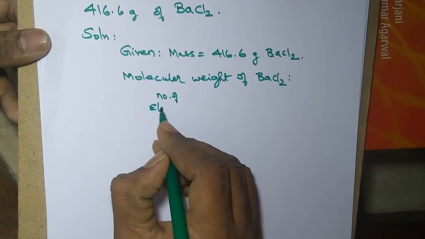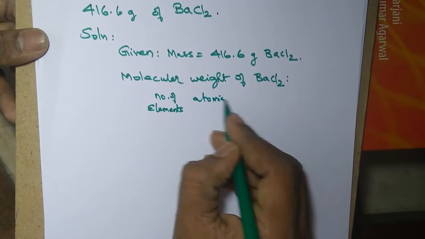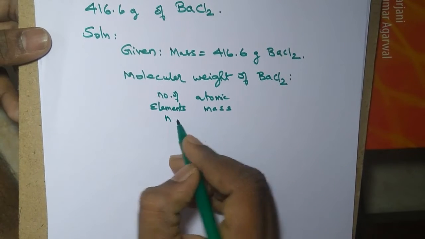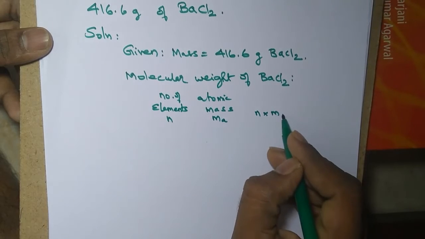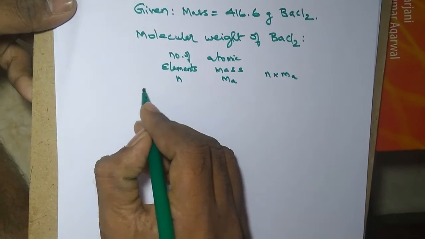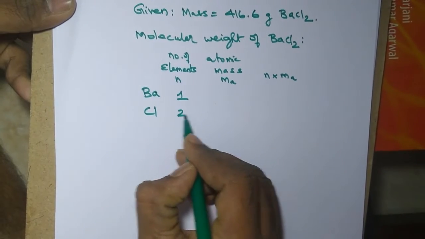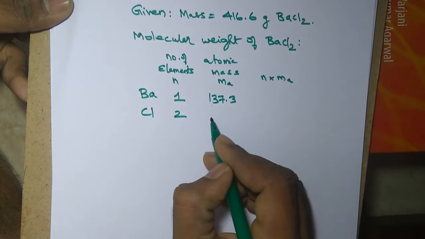So first write the number of elements, then atomic mass Ma. N into Ma we will determine, right? So first write the name of the elements on the left hand side. So Ba and Cl, simple. How many elements are there? 1 barium and 2 chlorine atoms are there.